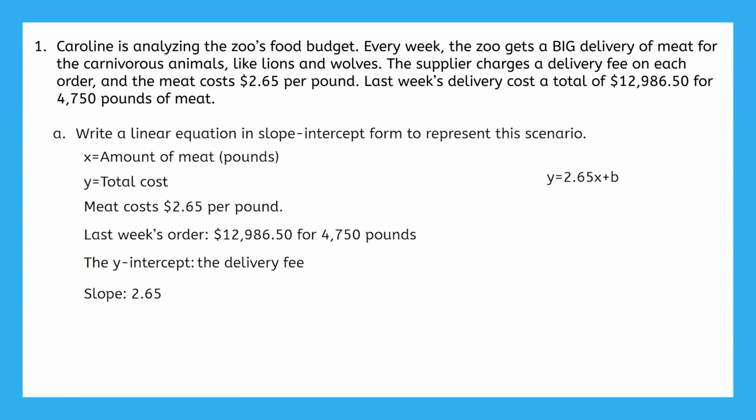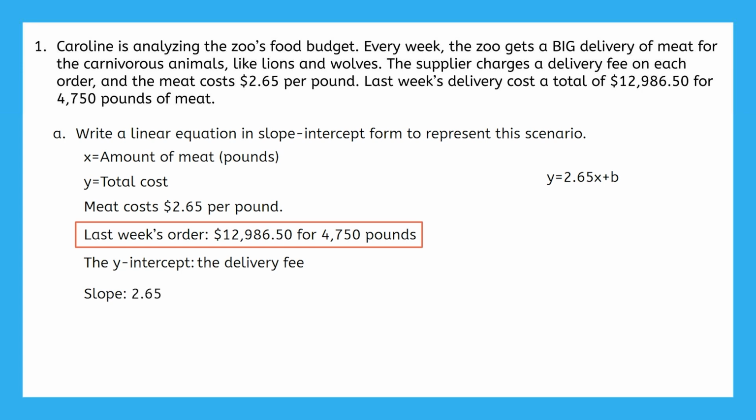Think about everything you've learned about writing slope-intercept equations so far, and everything we know about this scenario. How do you think we can find the missing y-intercept to determine how much the delivery fee is? We could substitute a point and then solve for b. Do we have a point? Actually, yeah. Last week's order is actually a point.